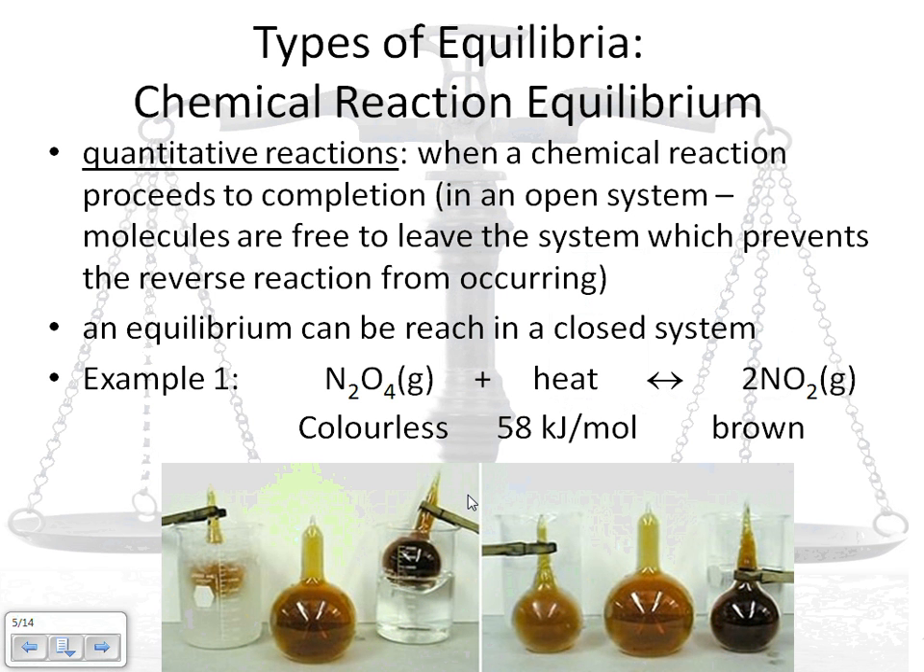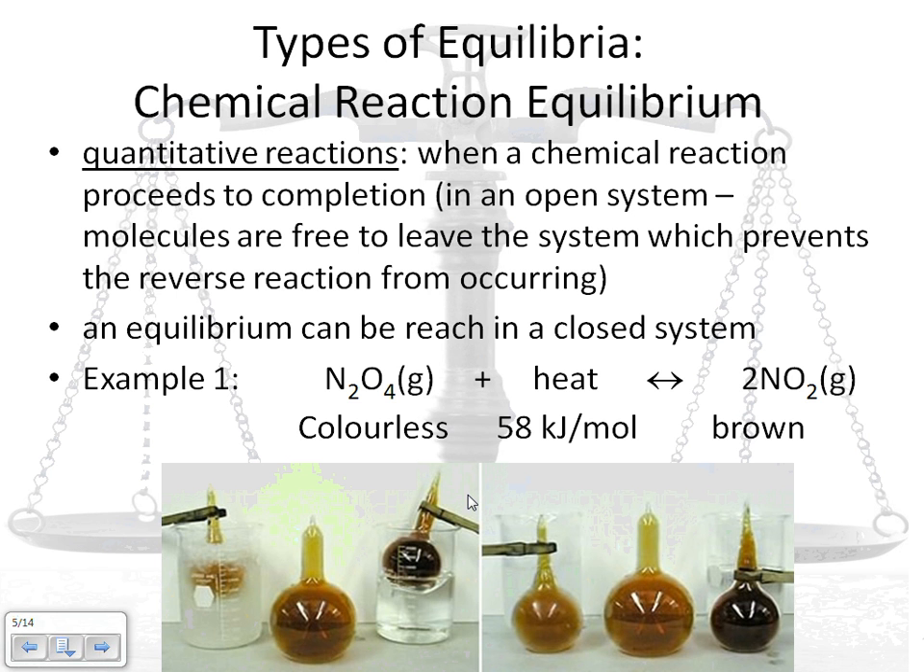Last type of equilibrium we're going to look at today is chemical reaction equilibrium. So these are quantitative reactions. That means we can actually measure some numbers from these, and we're actually going to start to do some calculations. So when a chemical reaction proceeds to completion in an open system, molecules are free to leave the system, which prevents the reverse reactions from happening. Then we have a quantitative reaction. That's basically what you guys did in grade 11. This year, though, we're going to look at equilibrium.